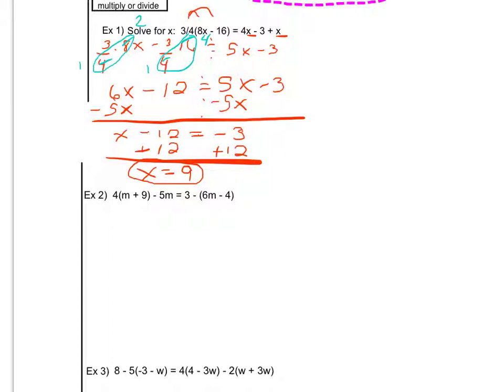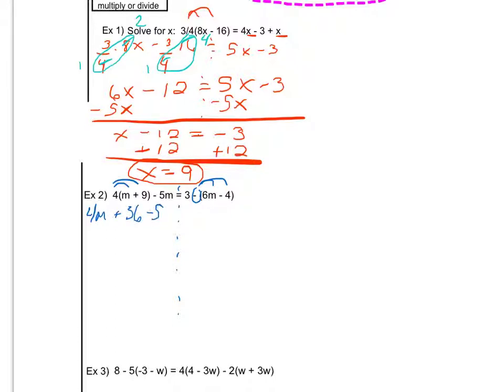Okay, so first thing I'm going to do, because m and 9 are not like terms and 6m and minus 4 are not like terms, I'm going to distribute on each side. So I'll distribute the 4 on the left. I'm going to distribute the minus sign on the right, because that is what is directly in front of my parentheses, giving me 4m plus 36.